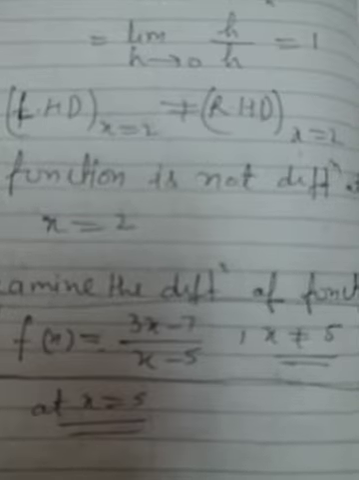When will a function be differentiable at any point x? Whenever you find the left hand derivative and the right hand derivative, and if these two values exist finitely as well as are equal, then the function is said to be differentiable. Is it so?